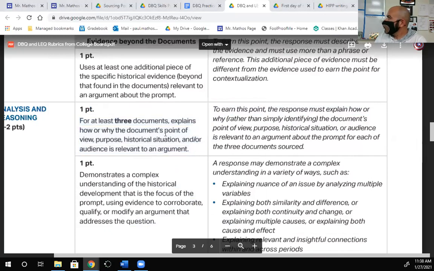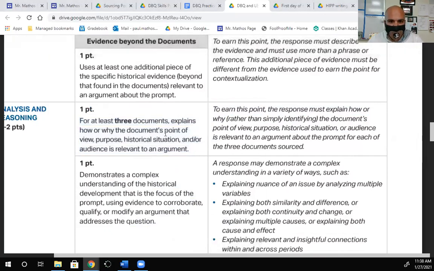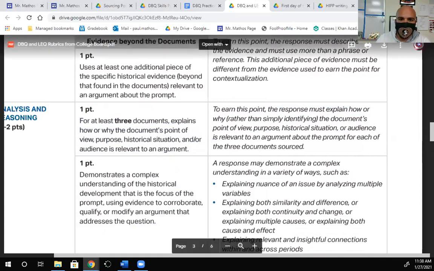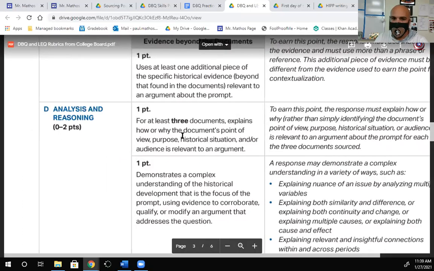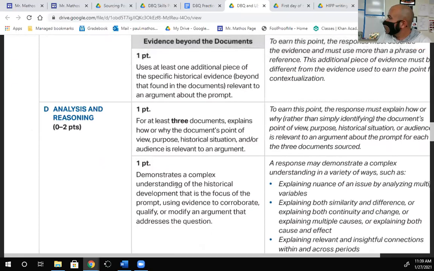This is where you're going to do for 3 documents. You're going to explain how the author's point of view or purpose of the document, the historical situation or audience is relevant within your argument. It's just analyzing the document. Another name for analyzing is sourcing. You with me still? Sourcing is analyzing, analyzing is sourcing. So if you hear those 2 things, they're the same thing. If you do that with 3 documents in a DBQ, you're going to get a chance to earn that point. Every point matters with a DBQ.